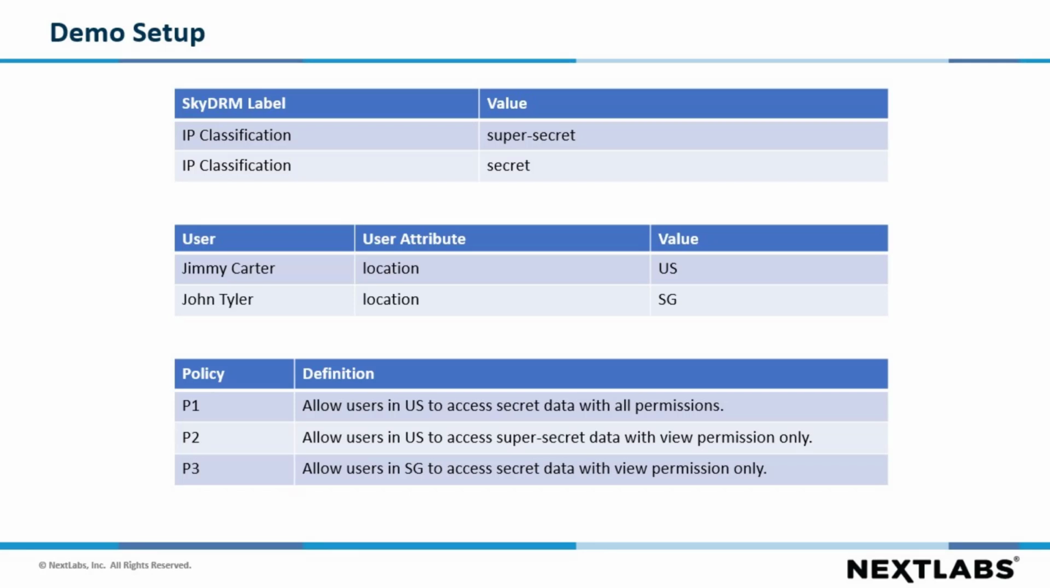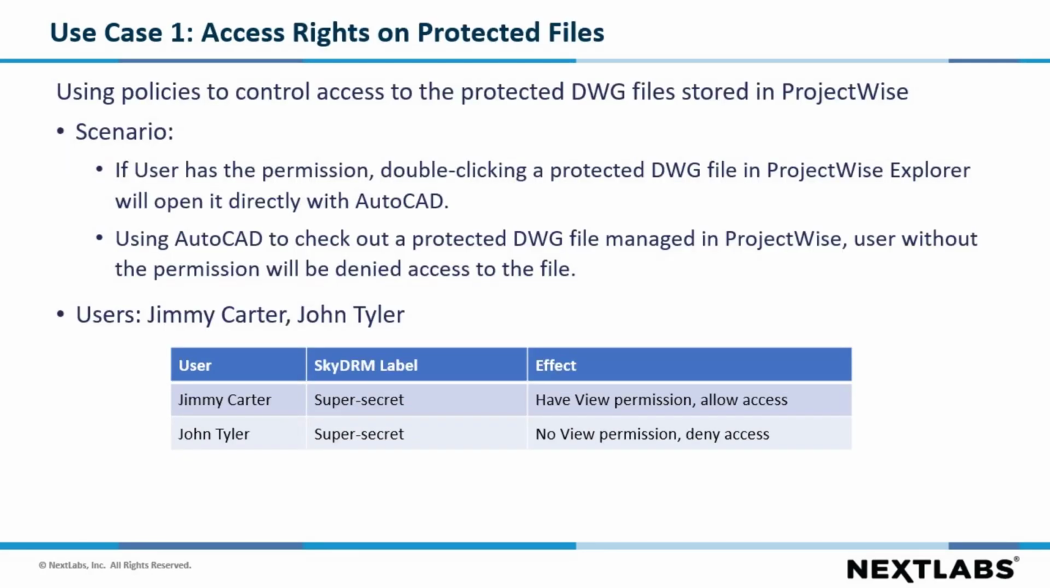Policy 1, allow users in the US to access secret data with all permissions. Policy 2, allow users in the US to access super secret data with view permission only. Policy 3, allow users in Singapore to access secret data with view permission only.